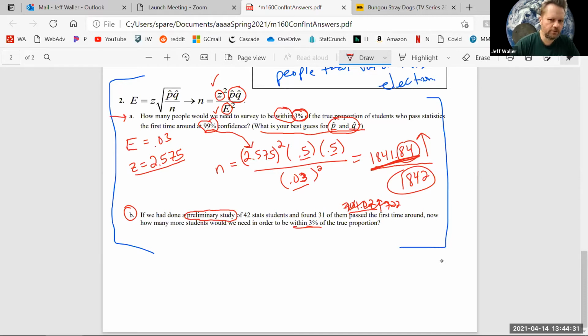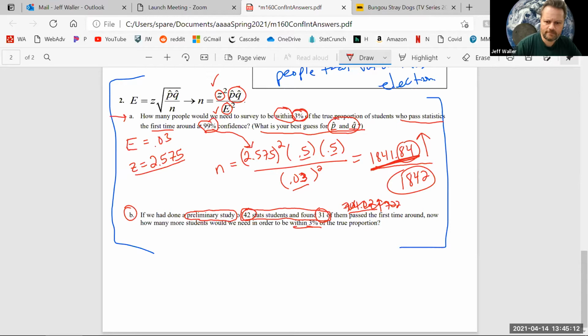So the reason we do these, now watch, what information can I get from this? Look what I found. This is all about students passing statistics the first time around. So I talked to 42 stat students and 31 of them passed the first time around. What can I calculate from that? What can I figure out from that?